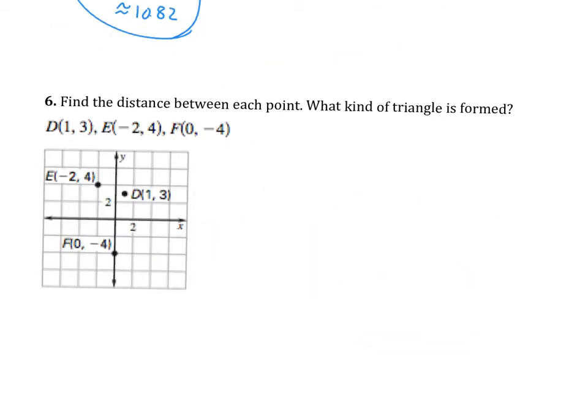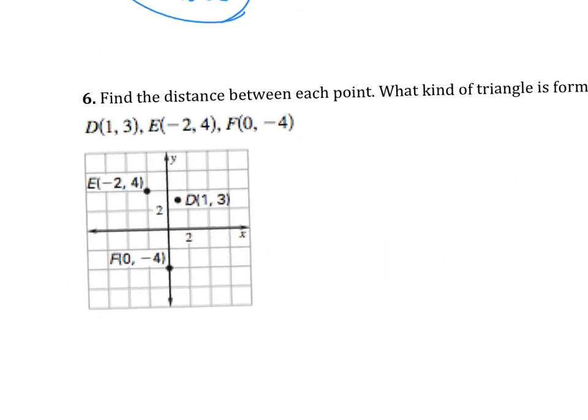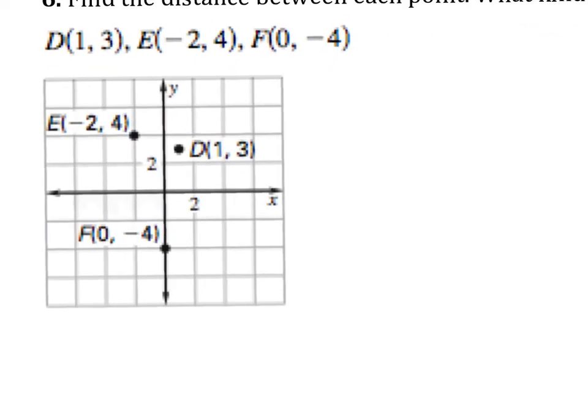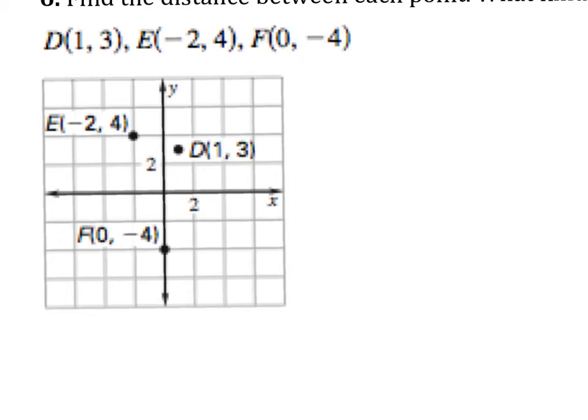All right, so let's see an application of distance formula. Now, on problem number 6 in the bottom, it says this. Find the distance between each point. What kind of triangle is formed? So notice here that I do have 3 vertices from F to D, right there. I have from E to D, and I have from E to F. Now, before we jump into the arithmetic, and if you had to take a guess, what type of triangle would you call this? Would you call it scalene? Would you call it isosceles? Or would you call it equilateral?